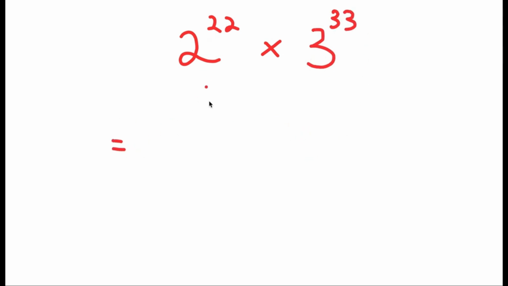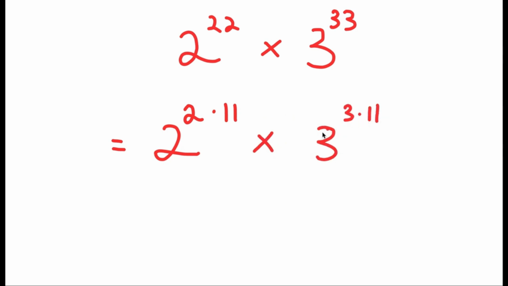Alright, so in this video, I'm going to solve the problem 2 to the power of 22 times 3 to the power of 33. So to solve this, I'm going to first rewrite 2 to the power of 22 as 2 to the power of 2 times 11. And I have this times 3 to the power of 3 times 11.